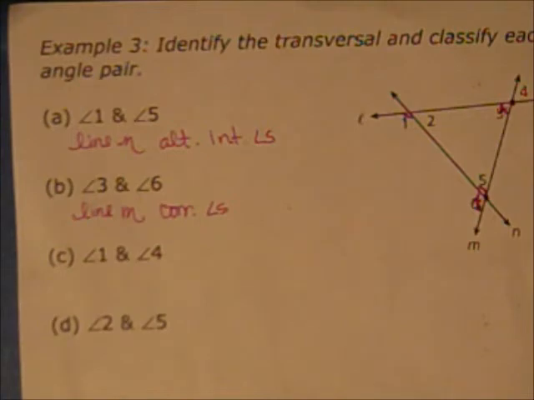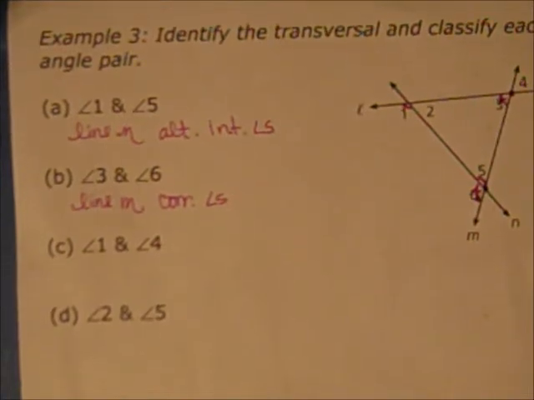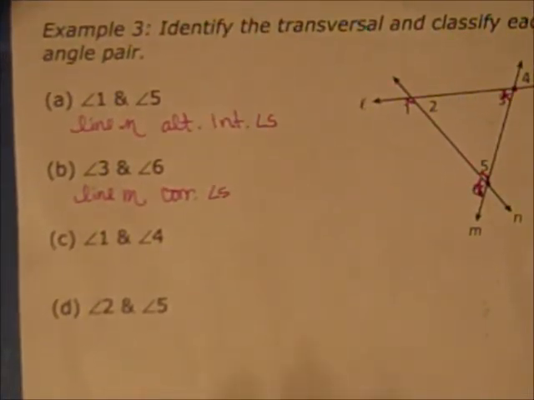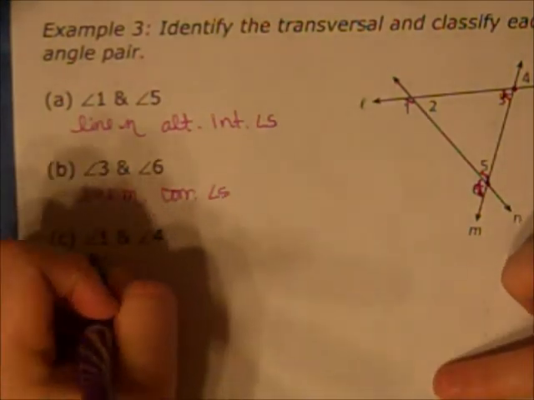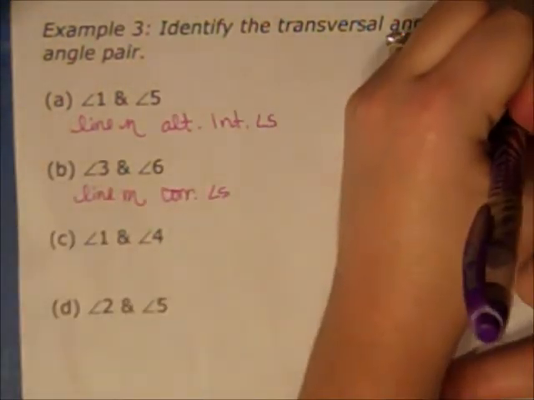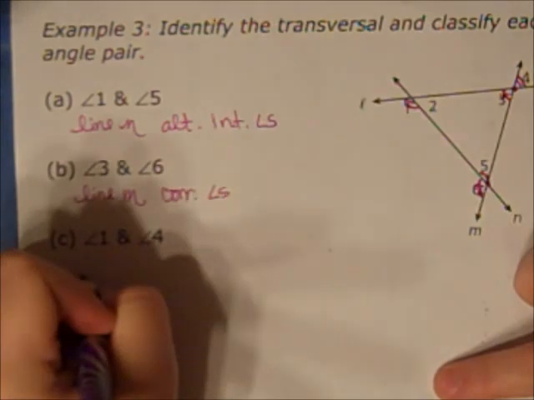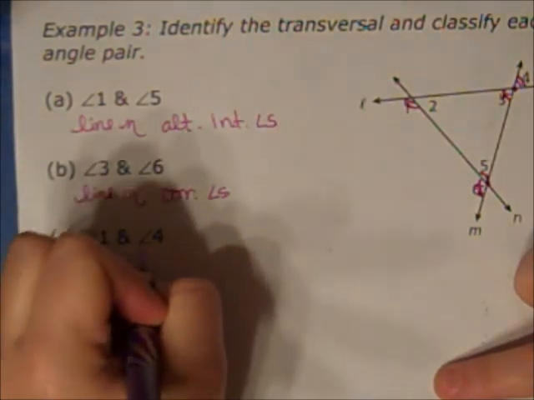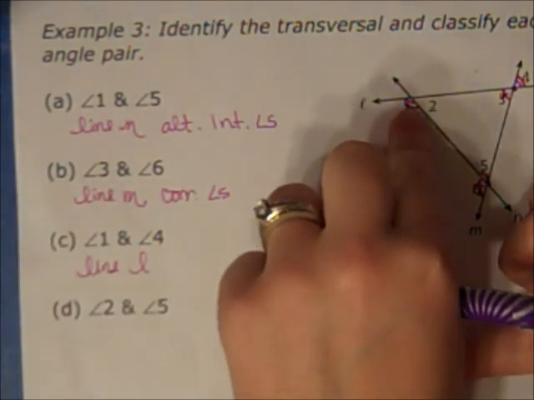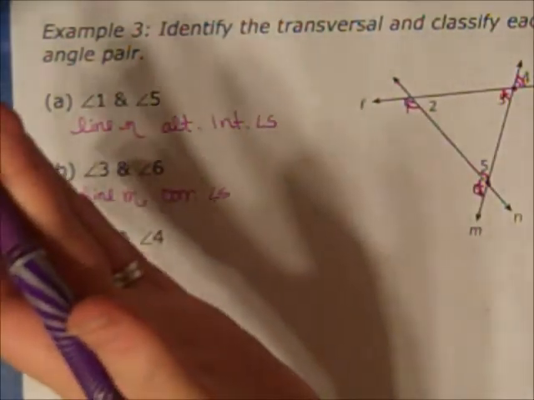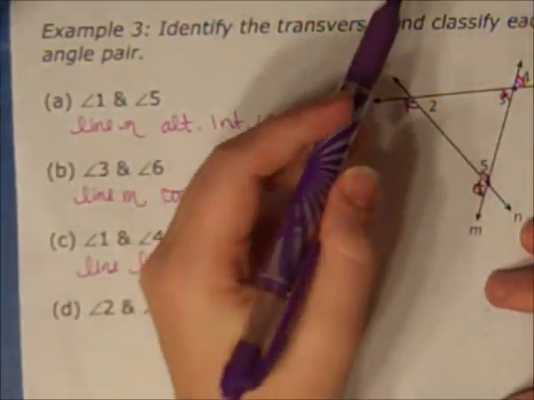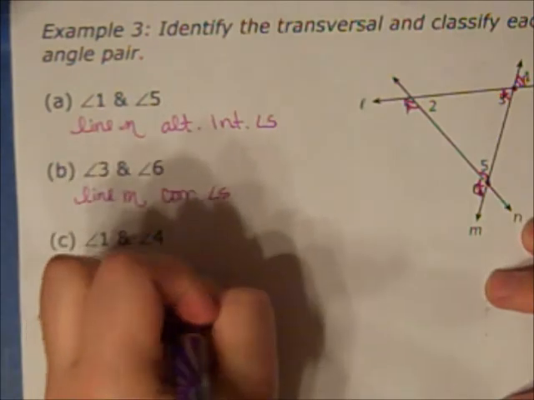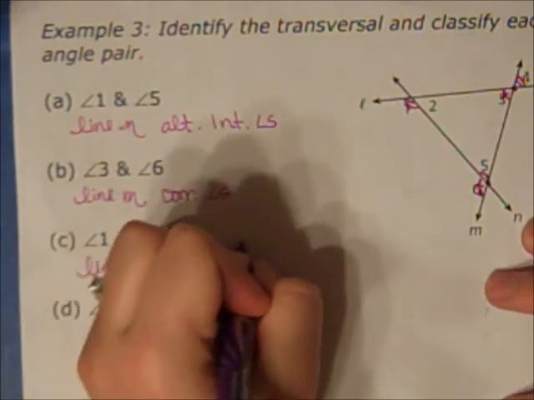Okay, pause here and y'all try C and D, and then when you come back you can see if you got it right. Okay, 1 and 4 are both touching line L. They are outside the other two lines and on opposite sides of the transversal. One's on bottom, one's on top. So that would be alternate exterior.